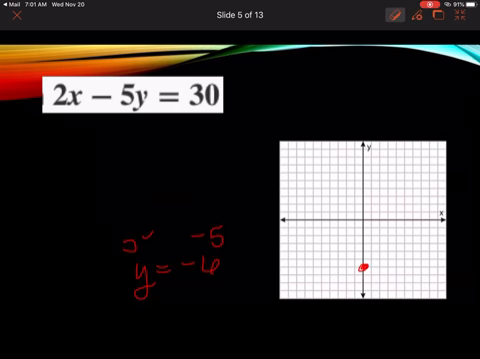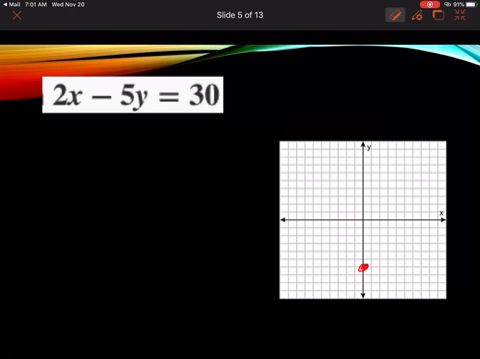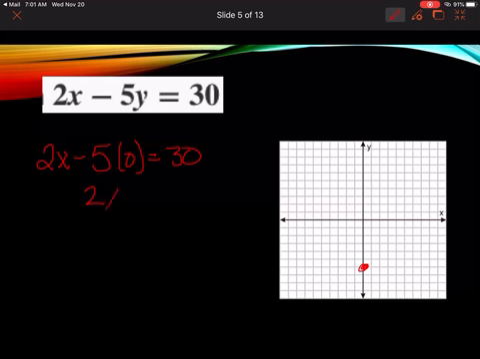And we're going to do our x-intercept, so we're just going to plug 0 in for y. So I have 2x minus 5 times 0 equals 30. That leaves me with 2x equals 30, and divide by 2, x equals 15. So that's actually going to be way out here. It's kind of off our graph. But then I can just draw the line through there.